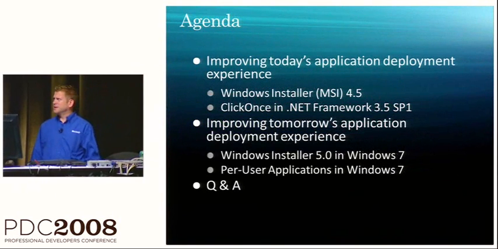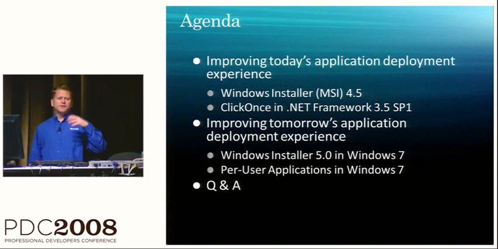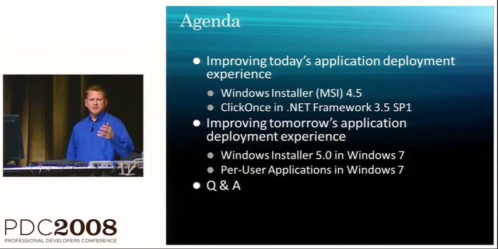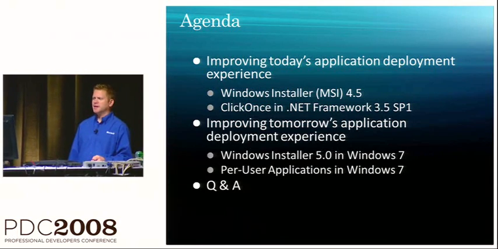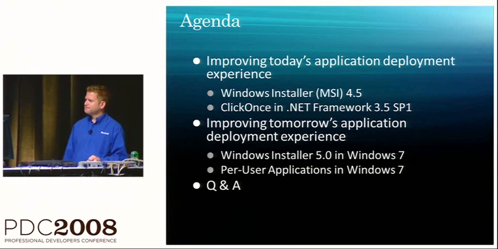So what we're going to talk about today. I wanted to divide up the talk into 2 distinct pieces. I wanted to talk about the recent releases that we have on both the ClickOnce side and the Windows Installer side that are available today, things that have just come out this summer. I want to let you know what the new features are and what we're doing to improve the application deployment experience today on Windows, with the Windows Installer 4.5 release and the ClickOnce release in the .NET Framework 3.5 SP1.